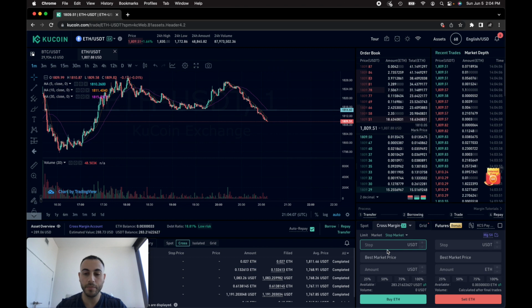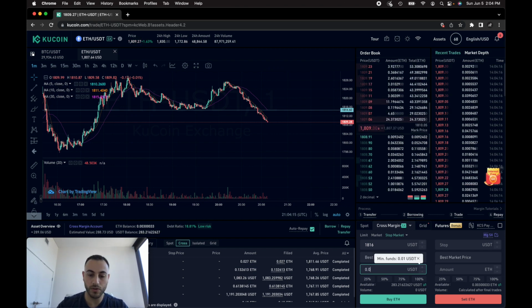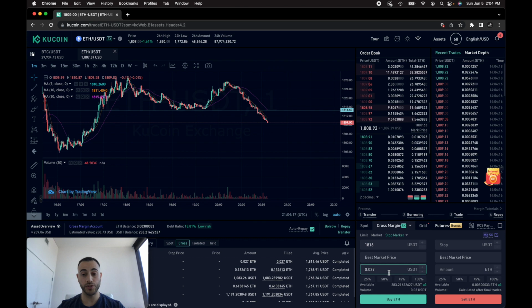So you would go to stop market and put in the stop at 1816 here, for example, and then you would also put in the exact amount that you sold, so 0.027. So you could do that as an order, and then you buy it back to close the position.